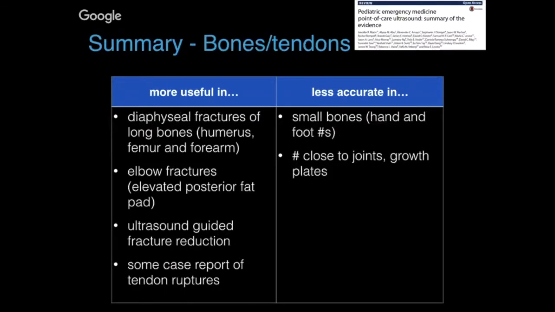And then to summarize bones and tendons, POCUS is most useful in diaphyseal fractures of the long bones, such as the humerus, the femur, the forearm, and elbow fractures, looking for the posterior fat pad. And you can use ultrasound to guide your fracture reduction in settings where you don't have fluoroscopy readily available. If you see a case of tendon rupture, you can take a look, and you may be able to appreciate the disruption in the tendons. But be mindful that it's less accurate in small bones, such as in the hands and the feet. And then fractures that are close to joints and growth plates can also be tricky.